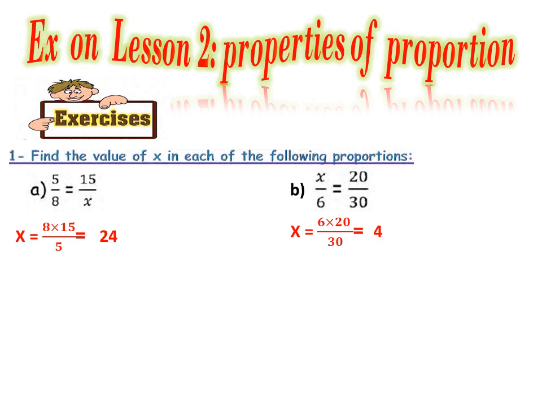Or we can use the reduction. We will cancel 6 with 30. 6 divided by 6 equals 1. 30 divided by 6 equals 5. 20 divided by 5 equals 4. Okay. Letter C.